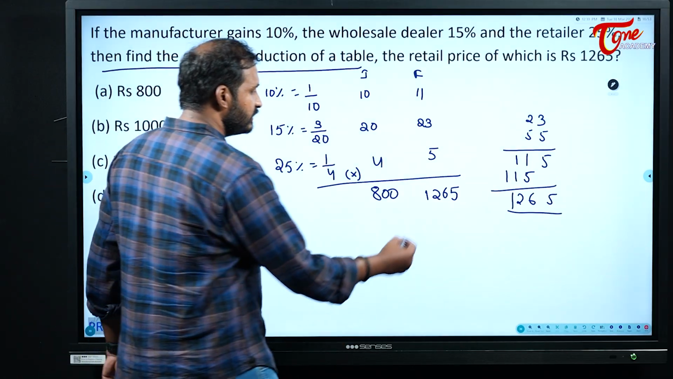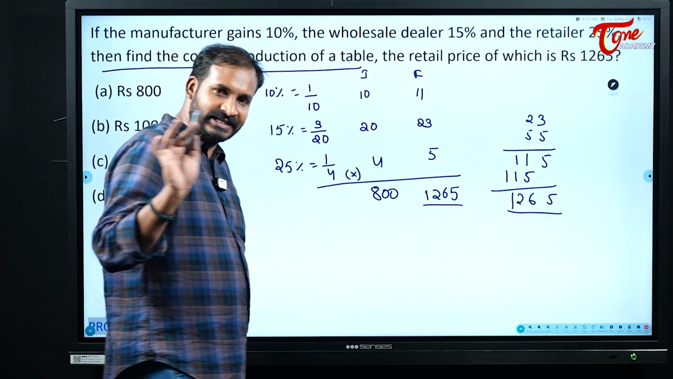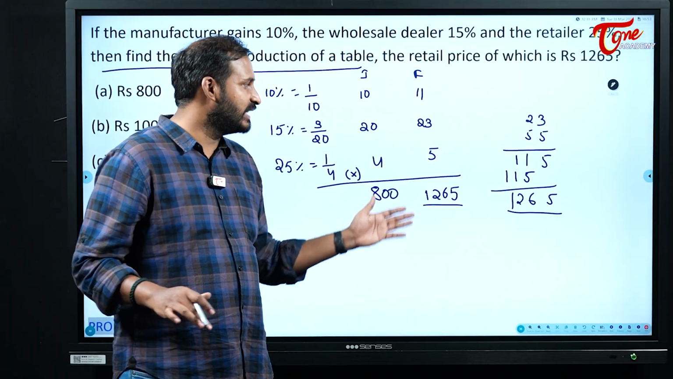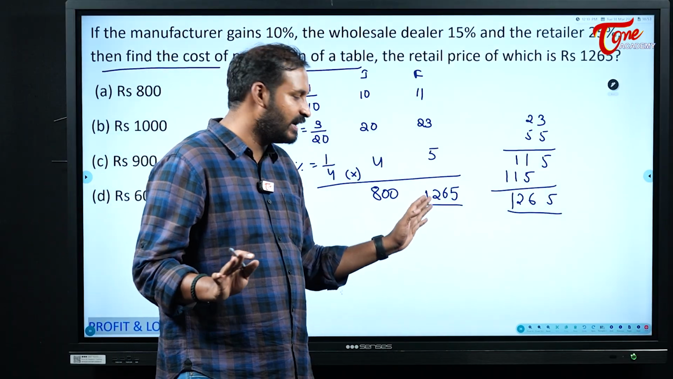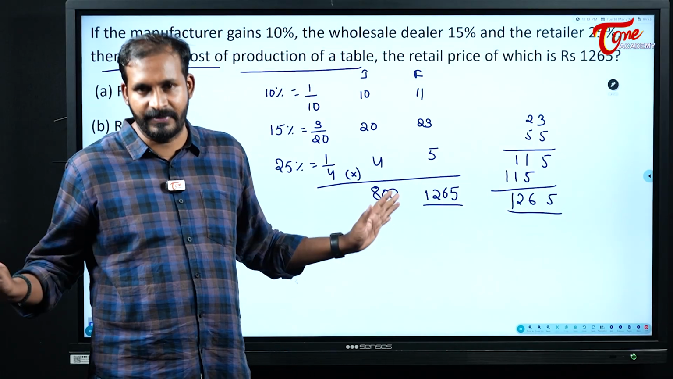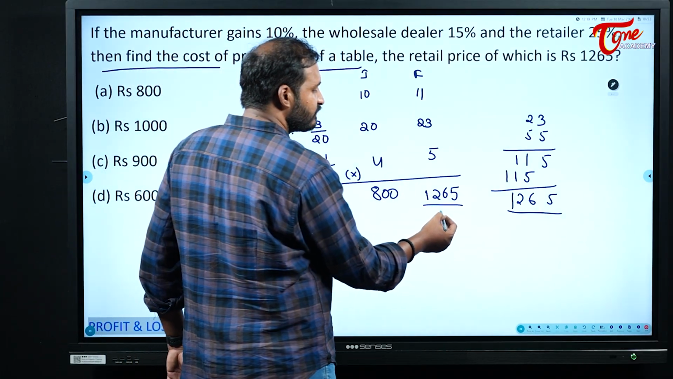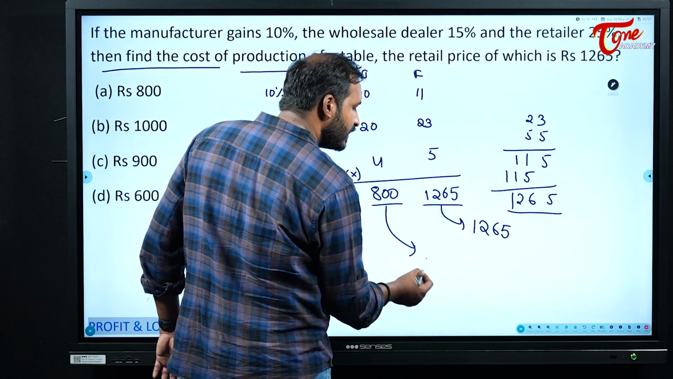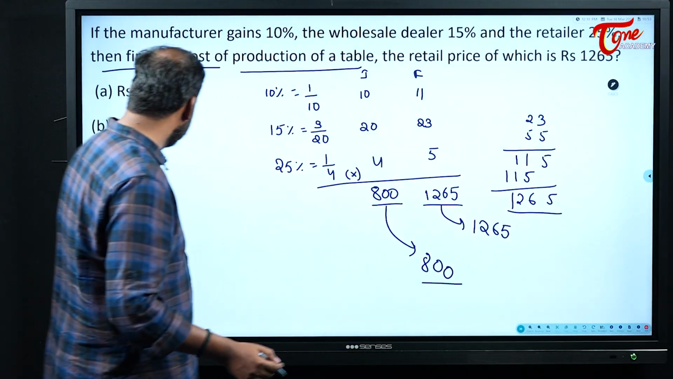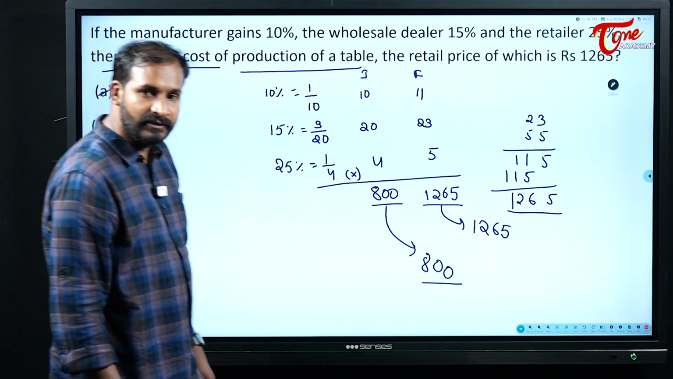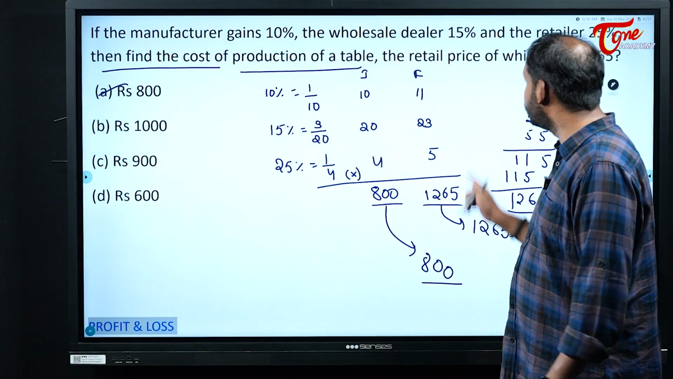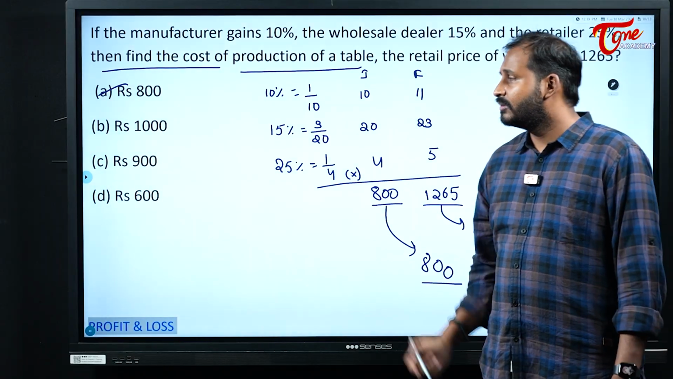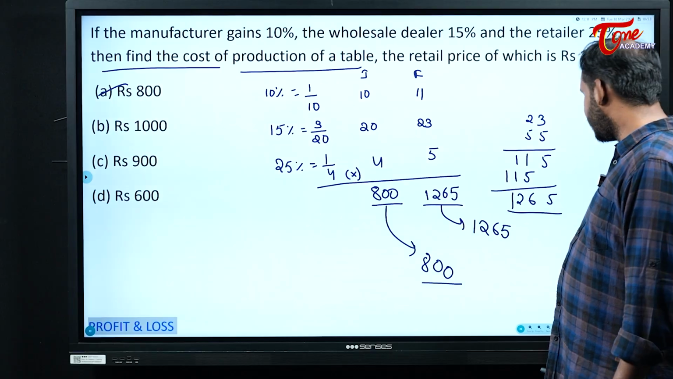Now, according to the question, this 1265 is 1265. Luckily here, both the values are the same, but this will not happen for all questions, students. In this case it happened, but in general it will not. That means 1265 is equal to 1265. Then what is 800 equal to? Obviously the same 800, since they are in proportion. Here 1265 parts is equal to 1265 which was given in the question, so 800 also becomes 800 only. So the actual cost price of that one is 800 rupees.